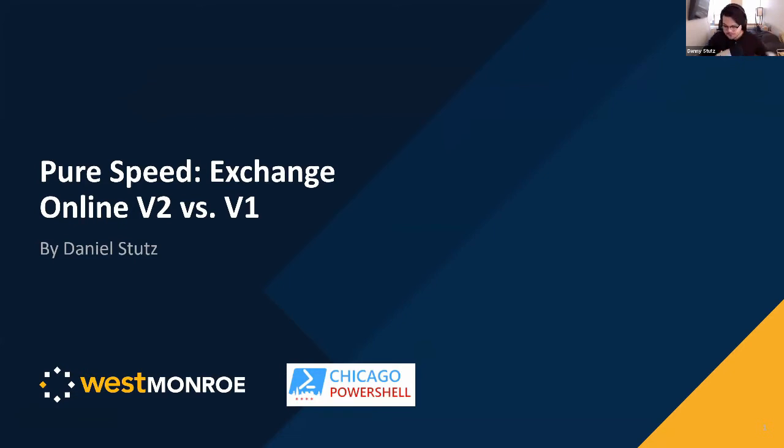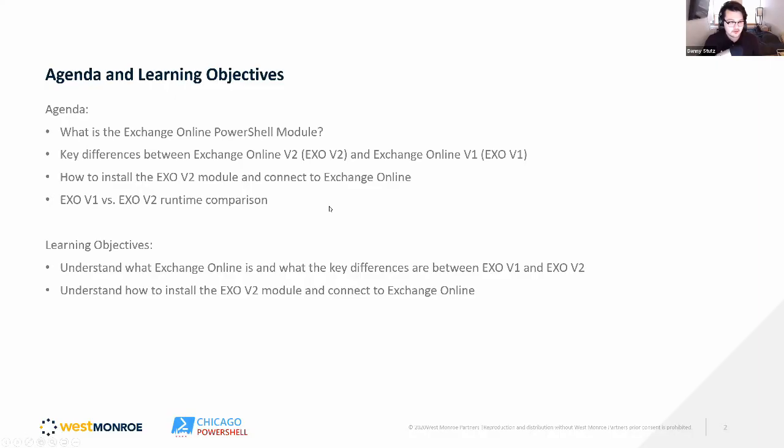All right. So from next talk, I'm going to be going over the new Exchange Online v2 commandlets and comparing them versus the older Exchange Online version 1 commandlets. For this agenda, we'll be going through what the Exchange Online PowerShell module is. We'll quickly go through that at a high level. And then we'll compare some of the key differences between Exchange Online v2 and Exchange Online v1. Then we'll quickly go through how to install the module and how to connect to Exchange Online.